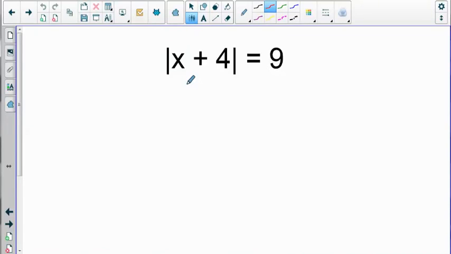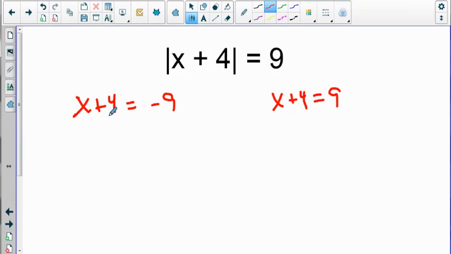Okay, so here's our first example, one that kind of looks like an equation. Everything in here is 9 away from 0. So everything in here is either 9 or -9. Those are the two values that are 9 away from 0. So we're going to start over here. We're going to say x plus 4 is equal to -9 because that's 9 away from 0. And over here we're going to say x plus 4 is equal to 9.